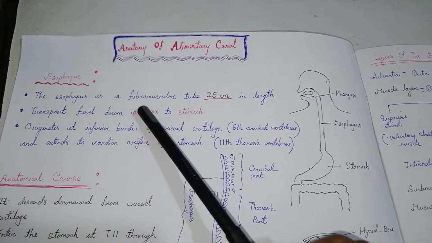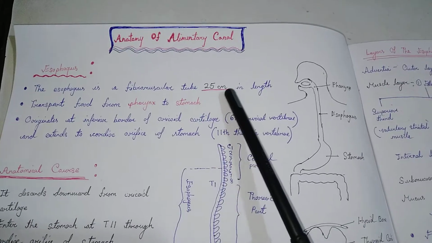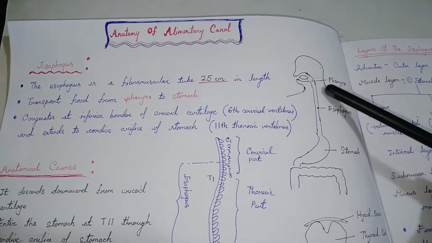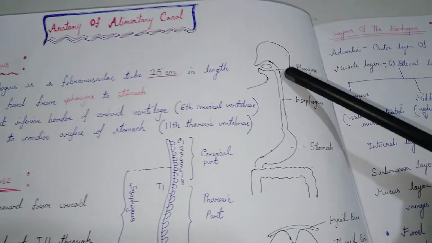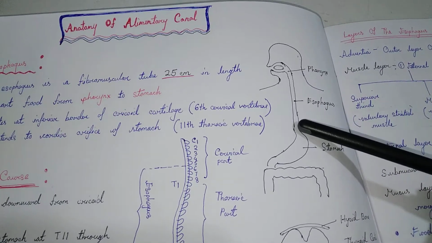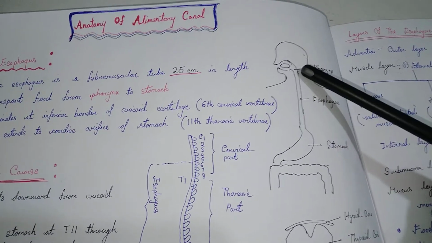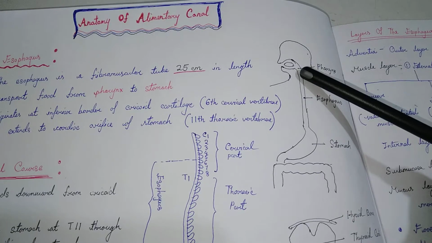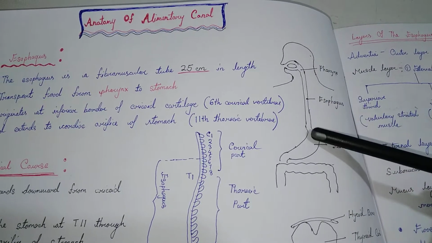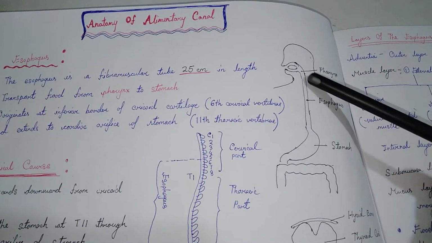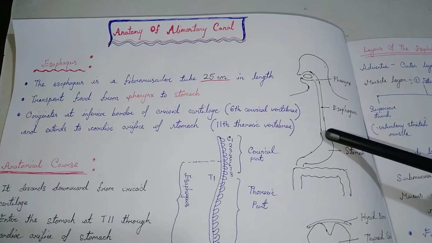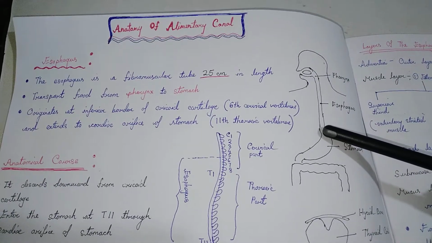The esophagus is a fibromuscular tube of 25 centimeter in length. That is the total length of the esophagus. This is a rough diagram that I have drawn of an esophagus. So the total length of this esophagus starting from the pharynx up to the stomach is 25 centimeter in length. And what is the main function of the esophagus?